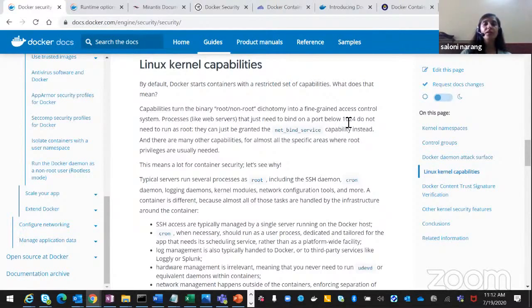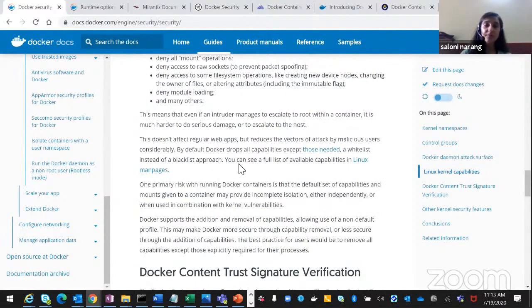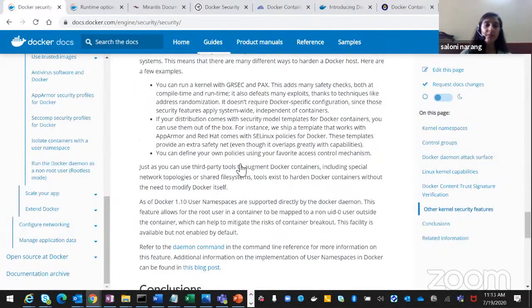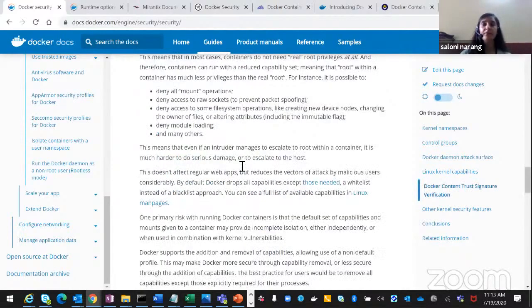So processes that just need to bind on a port below 1024 do not need to run as root. They can be granted the net bind service capability instead. And there are many more capabilities for almost all the specific areas where root privileges are usually needed. So if you want more information, please go through this page, and it is very helpful and beneficial.